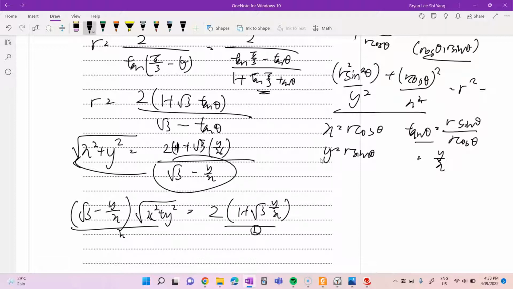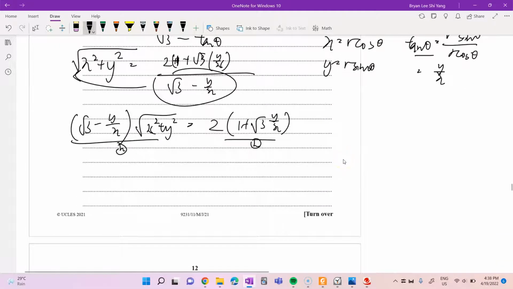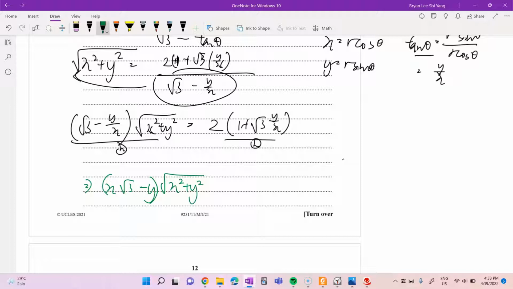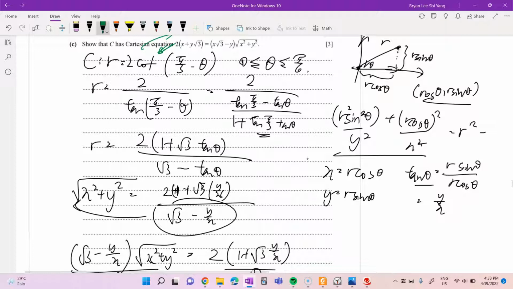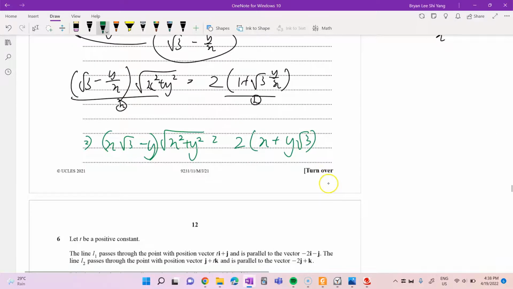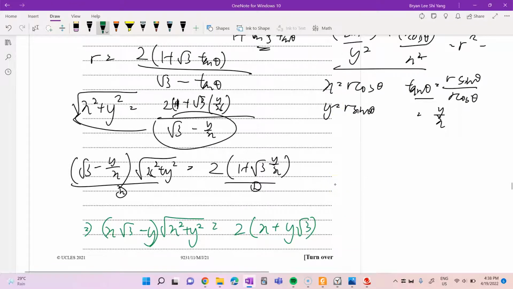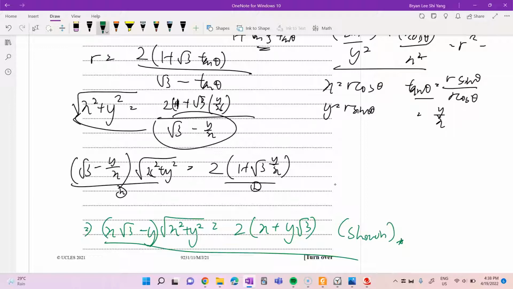Okay, this might look like a division sign, but since I've said that, just bear in mind. Okay, we have x root 3 minus y times root x squared plus y squared equals 2x plus y root 3. So let's see. 2x plus y root 3, correct. Then x root 3 minus y times this whole thing. Yeah, so I've proven this, so I can just write as shown, and then we can move on to the next question.